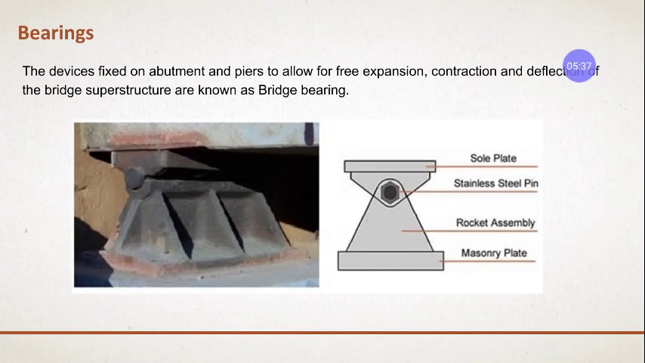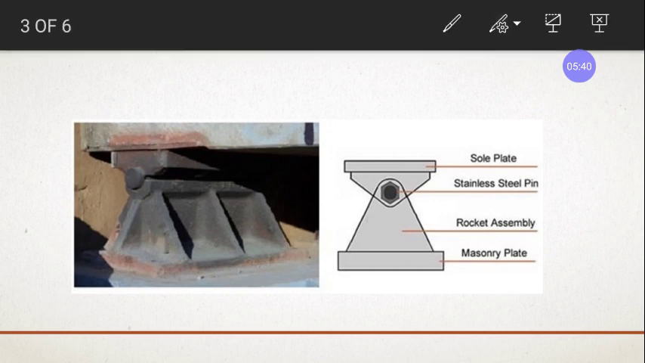You can see an example here. This is one of the parts, a bearing plate. You can say a bearing. Here you can see the naming also. The top surface where the superstructure will rest is called the sole plate. There is a pin, and as it moves, the pin allows the above portion to rotate. The upper part of the bearing will move as the force is applied. If the force is in this direction, it tends to move in that direction.